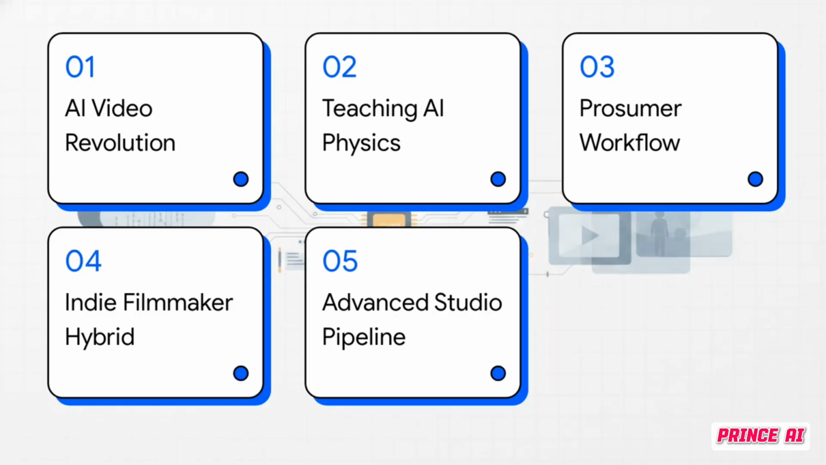So, here's our roadmap. We'll start with the AI video revolution, move right into teaching AI physics, and then we're going to break down 3 totally distinct workflows: the prosumer, the indie filmmaker, and the advanced studio pipeline. Let's get right into it.